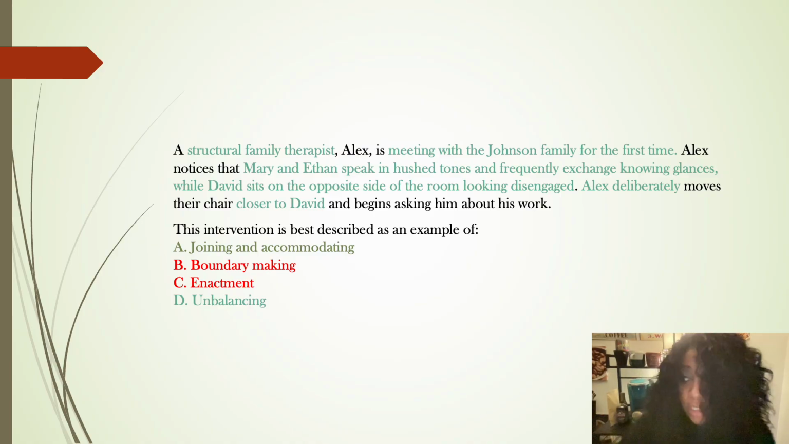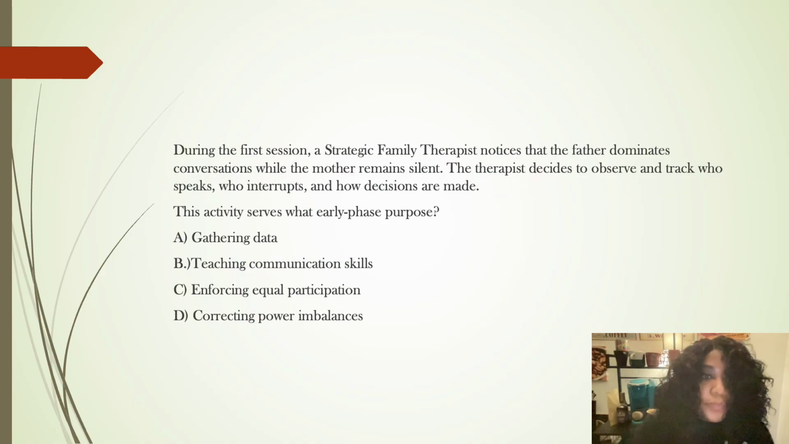The therapist ultimately moved this chair away from everybody else and sat next to David, because David was sitting over there like a lame. So now the therapist and David are two lames together, but at least you got some balance to the system. It's 2 against 2 right now. So yes, unbalancing is going to be your best answer, not joining and accommodating, even though this is a first session that is mentioned in the scenario.